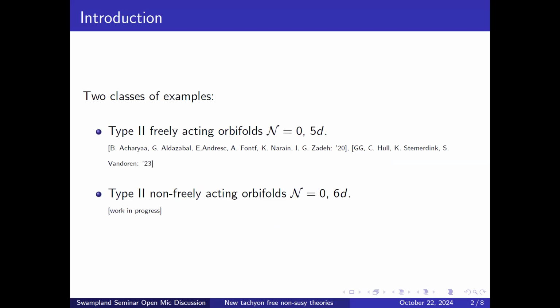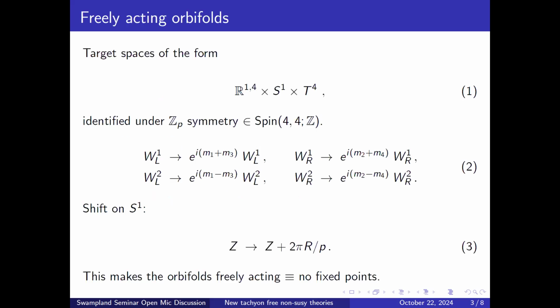And then I will discuss models that are obtained from non-freely acting orbifolds of type 2 string theory, which preserve no supersymmetries, but now in 6 dimensions. This is still work in progress, and to the best of my knowledge, these are sort of new examples. Now, let me start with freely acting orbifolds.